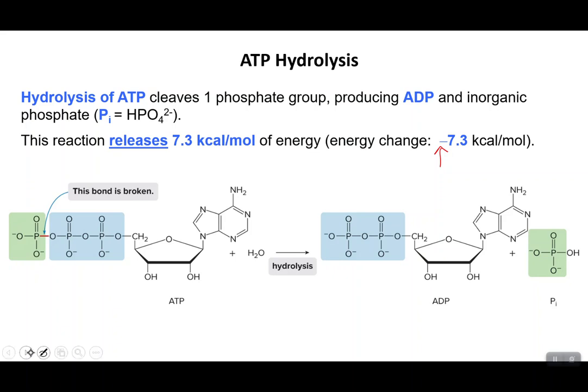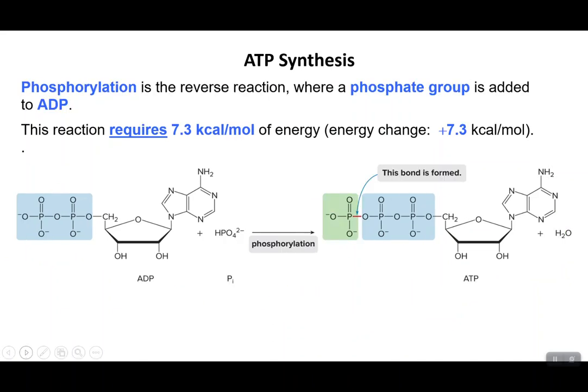So let's look at the reverse process. So what if I am starting with ADP and I want to synthesize ATP, meaning I want to go in the reverse direction? Well, this is called ATP synthesis. And because now I'm going in the reverse direction, now I'm going to require energy. Okay, so now I have ADP. I want to form this bond here to go to ATP. So because I'm going in the reverse direction, now the reaction requires energy.